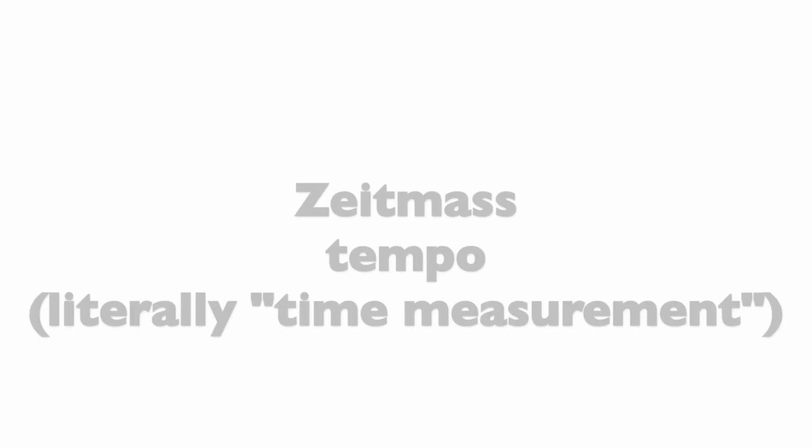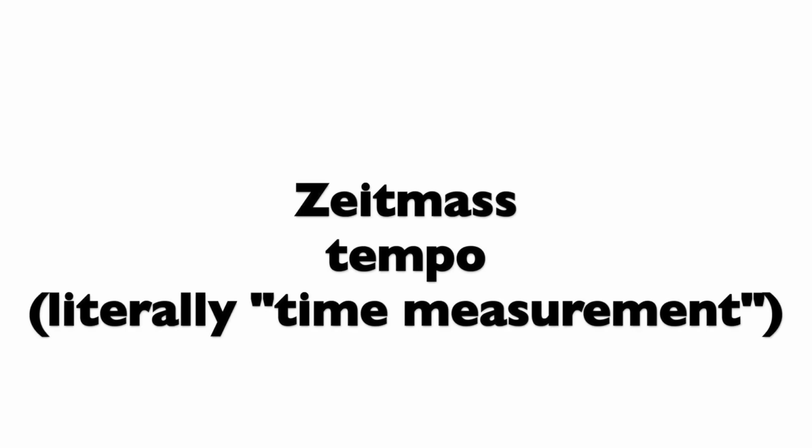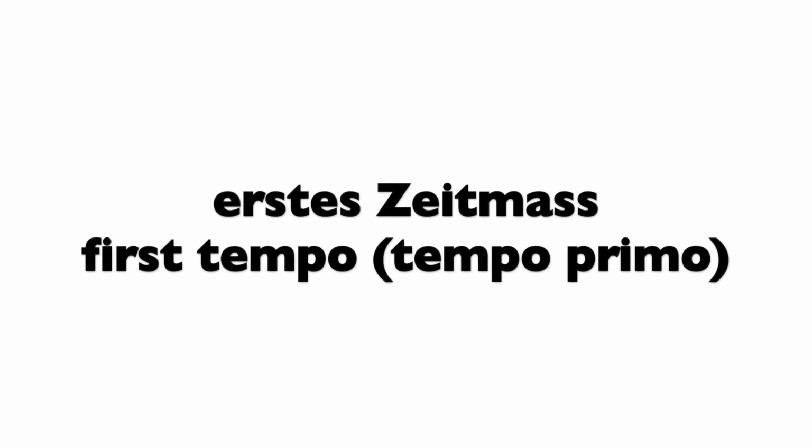Sometimes even in German, a composer will still just say tempo, but oftentimes they will say Zeitmaß. Zeitmaß, which literally means time measurement. I love that word so much. And, like you may see tempo primo in Italian when you're to return to the starting tempo, in German you will likely see erstes Zeitmaß, first tempo.